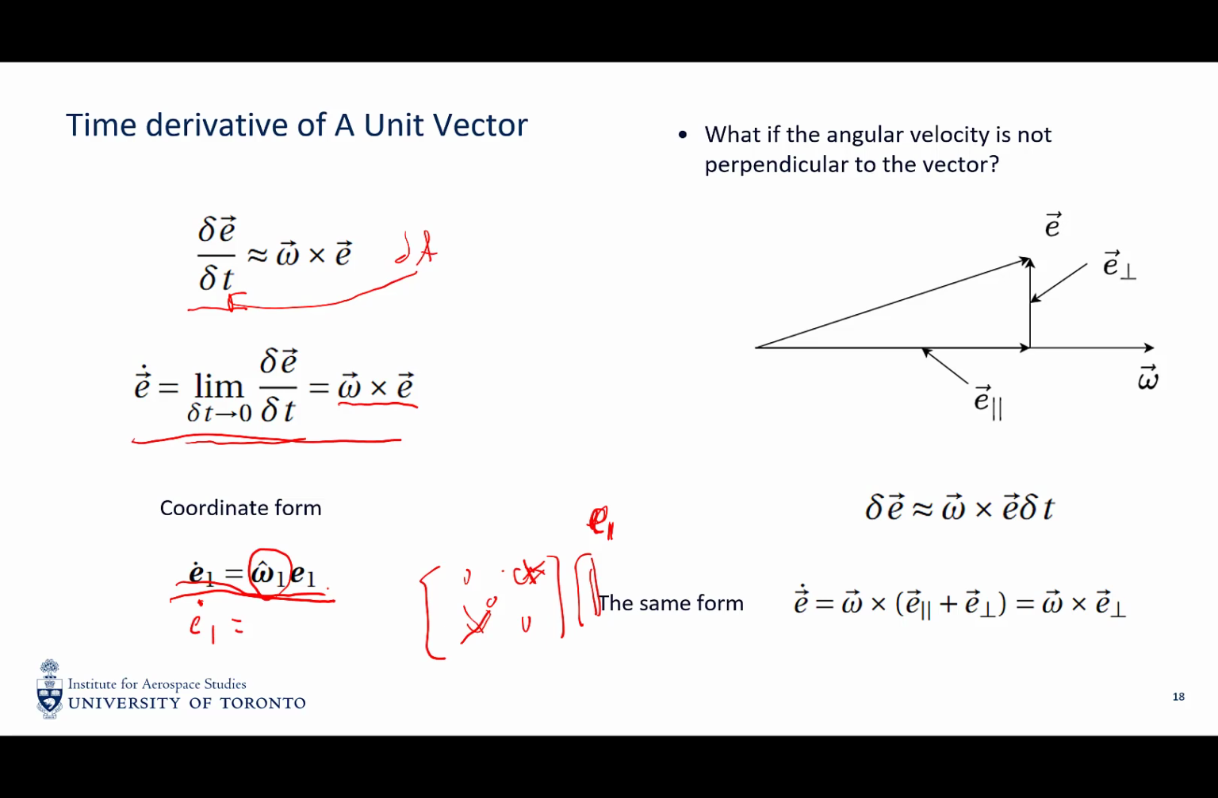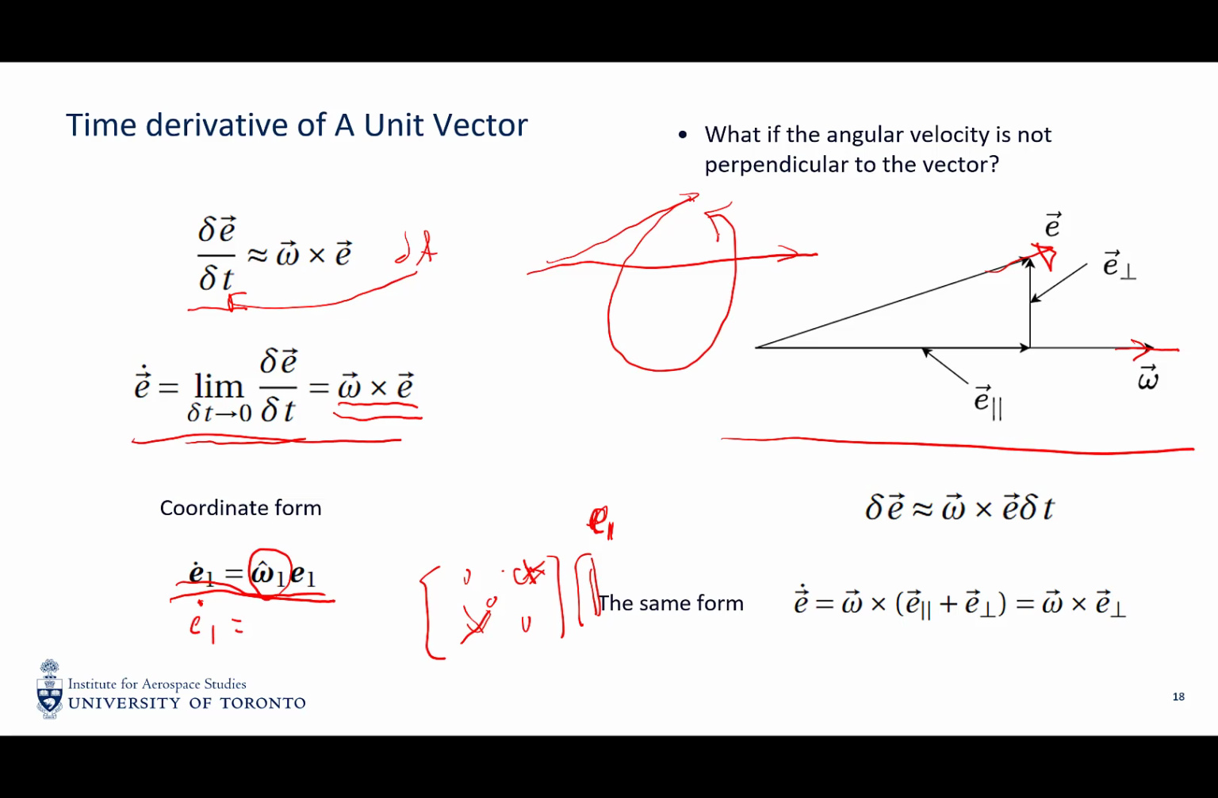And so right now we say that the omega is perpendicular to E in this expression. But what if the unit vector rotates around the omega that is not perpendicular? For example, we have this scenario where the omega is in this direction and the E is in this direction. So clearly now we define an axis and we have a vector that rotates around this axis. Right? It's like a cone, forming a cone shape.